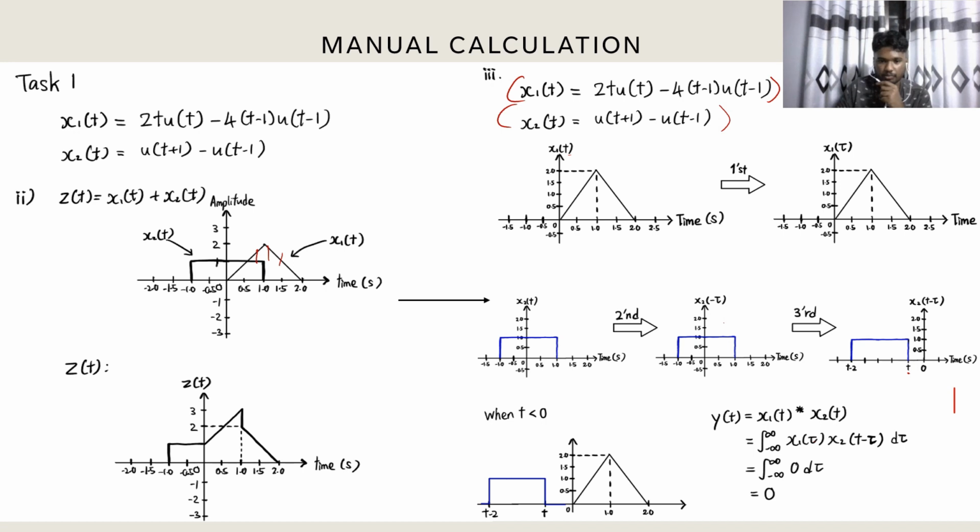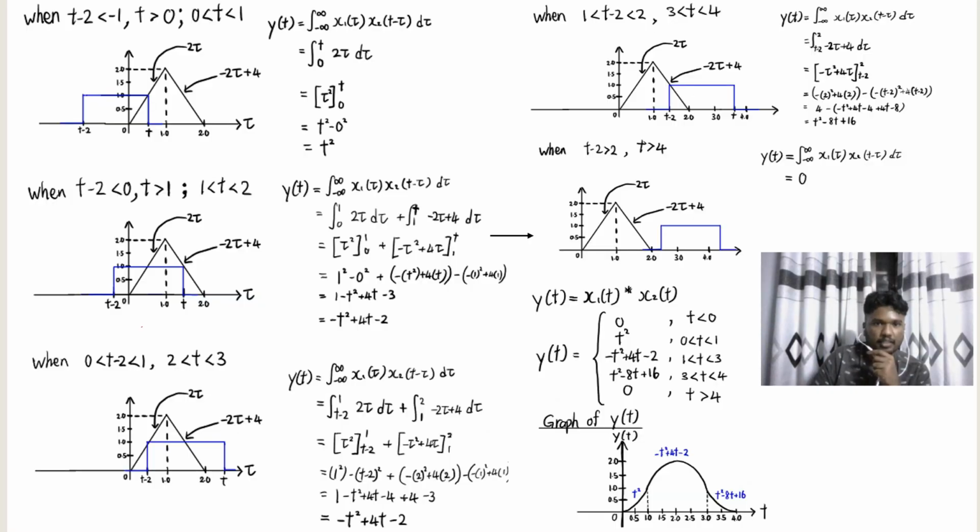For the first part, when t is less than 0, there's no overlapping here, so it will result in 0. Moving on to the next slide. When t is from 0 to 1, as you can see, there's overlap at this point. Only here, so we'll take 2 tau. The overlap is between 0 and t, so we integrate from 0 to t, and then we get this function.